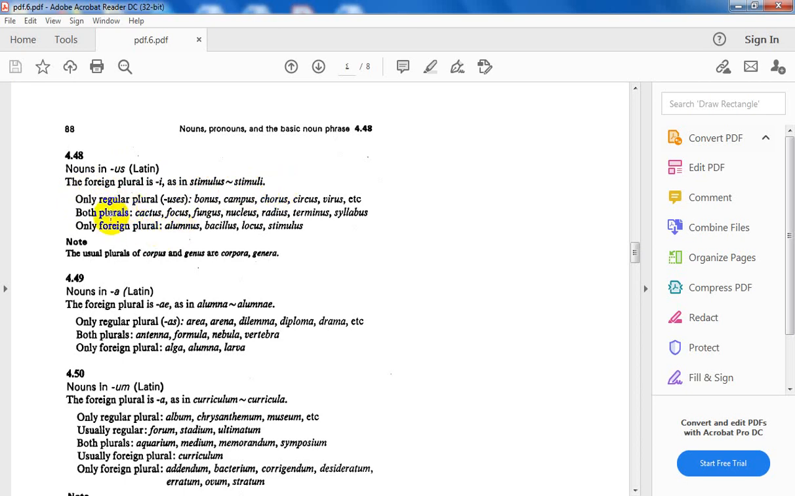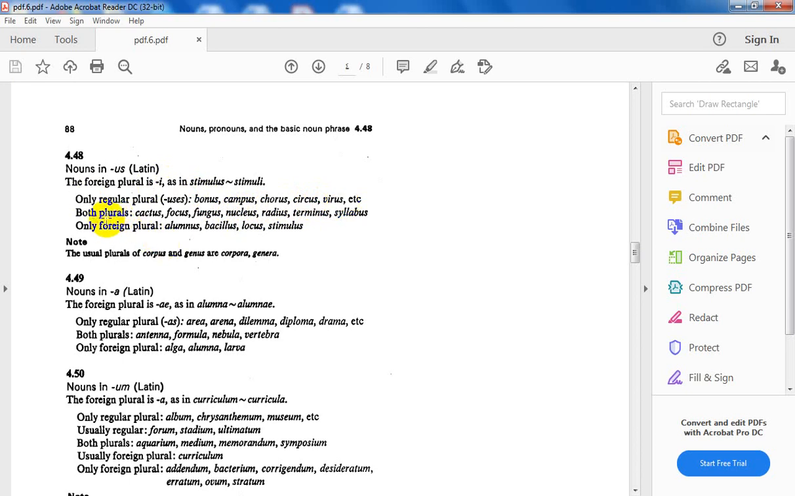Only regular plural. Though we have this rule of Latin pluralization concerning the nouns ending with US, we still have certain nouns that, though they are Latin and end with US, pluralize by adding ES. Only regular: bonus, bonuses, adding ES. Campus, campuses. Chorus, choruses. Circus, virus, viruses, adding ES.